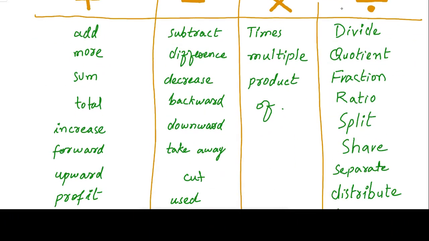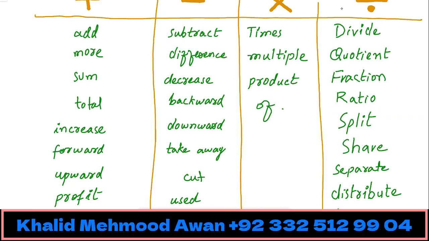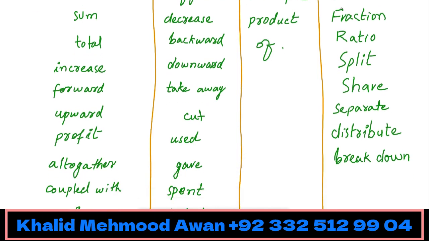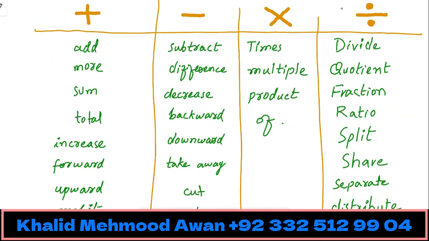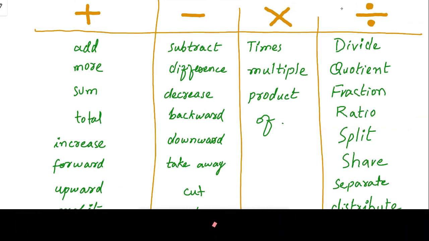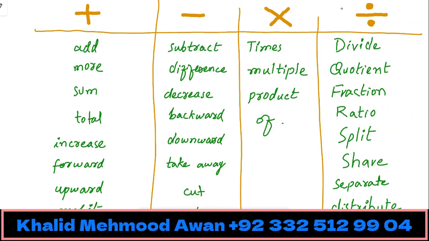as you can see here, add for addition or for plus. There is add, more, sum, total, increase, forward, upward, profit, altogether, coupled with, and raise. So these types of words will come. So in place of this, you can replace this with a plus sign.